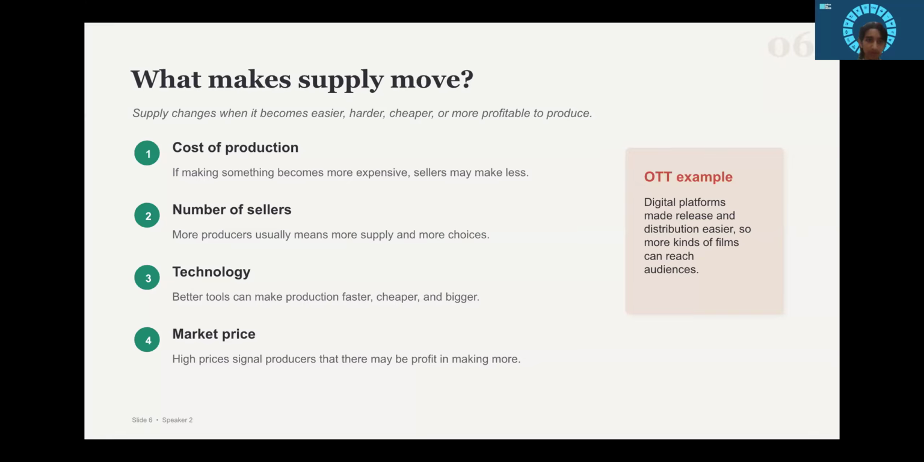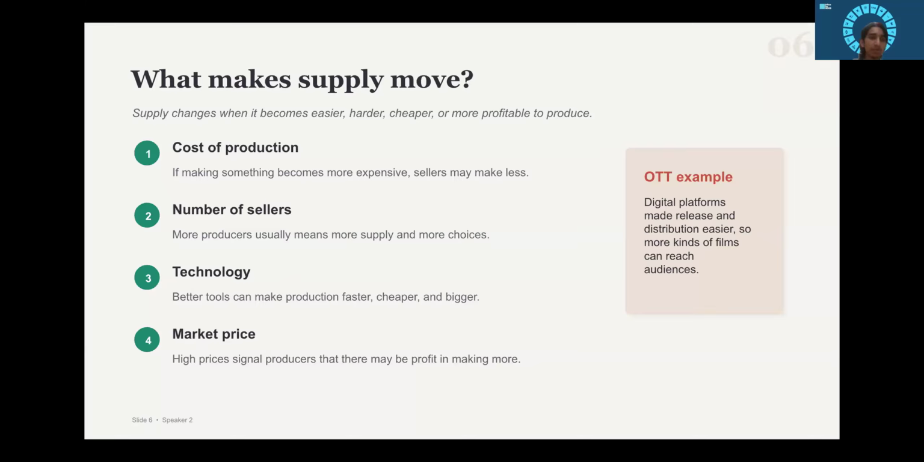And the third one is better technology. When new technology comes out that allows people to make the same thing cheaper or faster. And the fourth thing is market price. If the price is high enough, then that's a signal to the producers that there's more money for them to make if they produce more, so they make more.